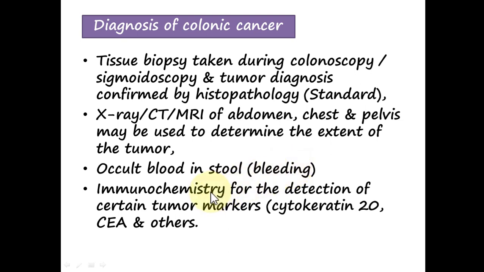Very important, though not very specific, is the immunohistochemistry, in which we look for various tumor markers. And the carcinoembryonic antigen as a tumor marker is mostly asked in the exams. Though this is not very specific for colorectal cancer, the presence of the marker carcinoembryonic antigen is mostly indicative of the colorectal adenocarcinoma. Cytokeratin 20 is also a protein, and it is also a tumor marker for colonic cancer.